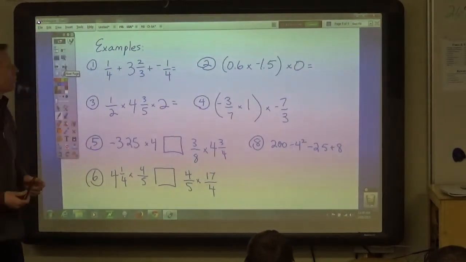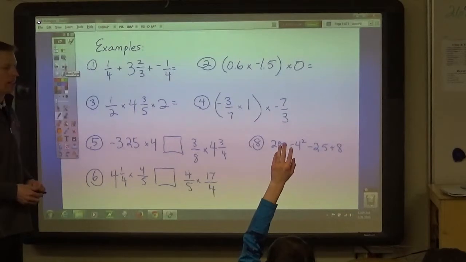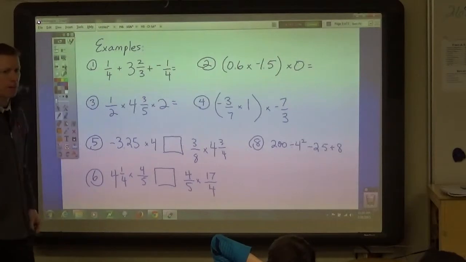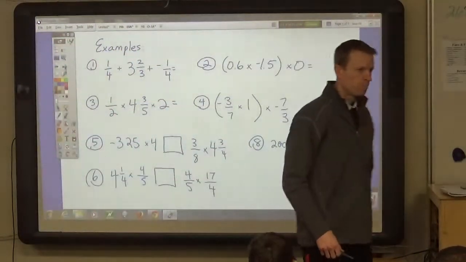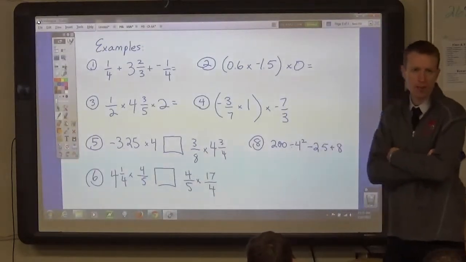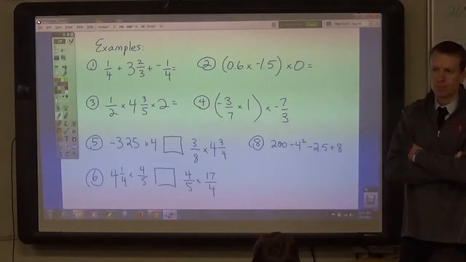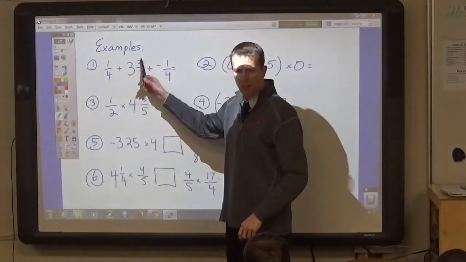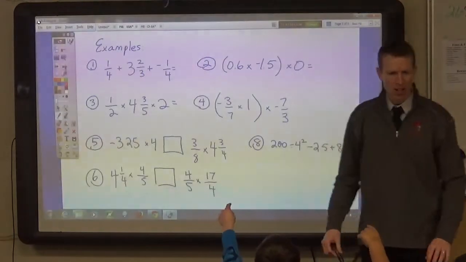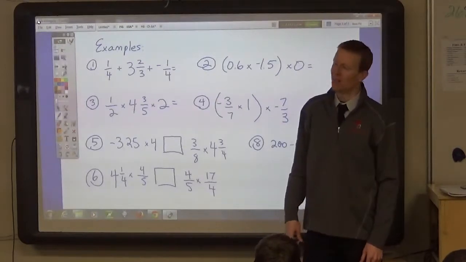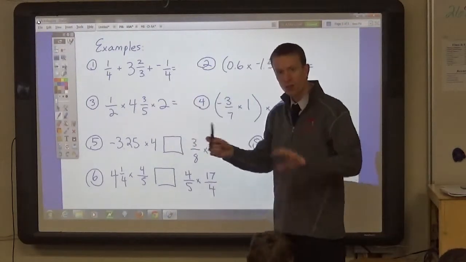Let's look at these sample problems from yesterday. Which concept can we use for these? How can we use the commutative property here? Changing the order. Would it make sense to add 1/4 plus 3 2/3 first? No. 1/4 plus -1/4, and then plus 3. Right. So we can switch the order here.